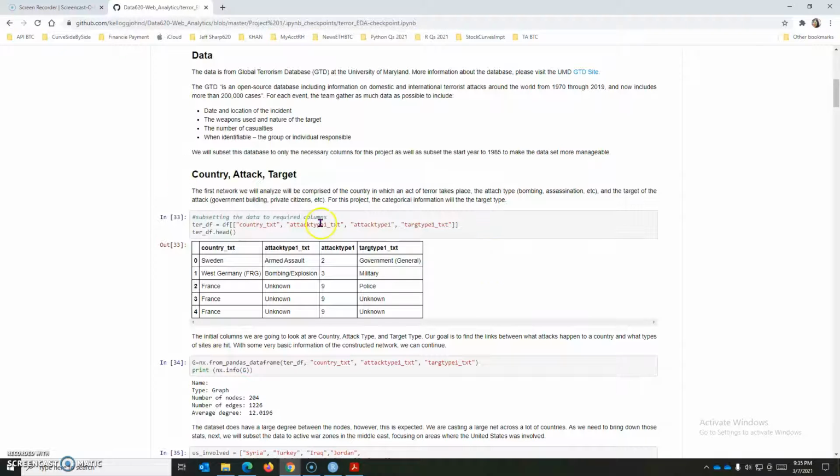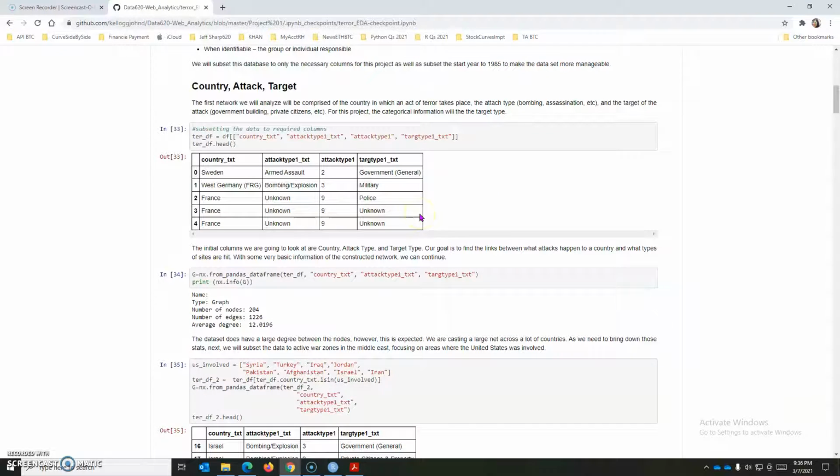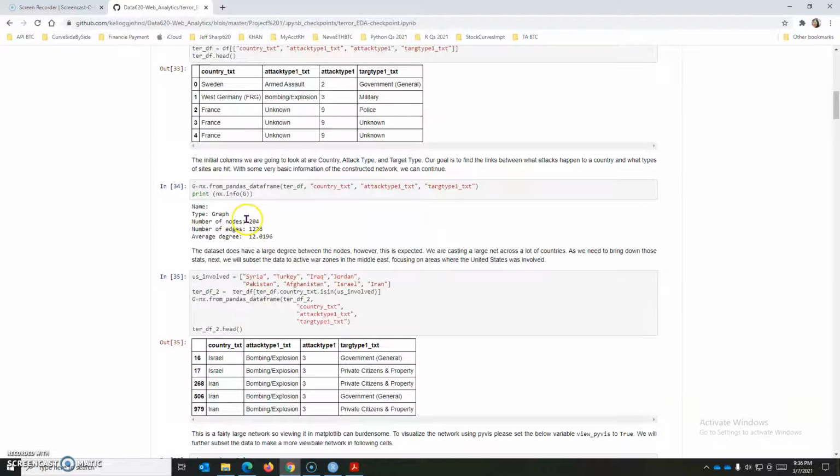As I described, we conducted three networks. The first and the second both use the target type as the variable, but they differ in the nodes. So for the first network, the country and the attack types are used as the nodes. Here's the data heading, and as we can see, it has around 200 nodes, and we decided that's still quite large.